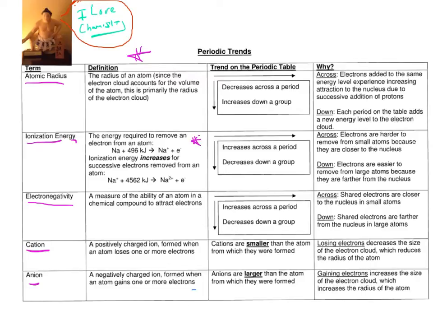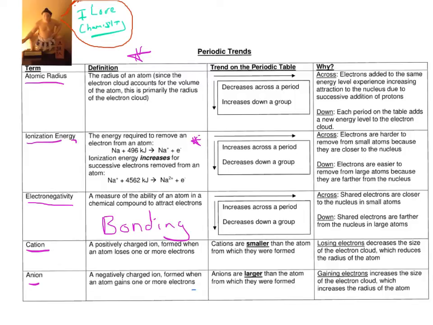Electronegativity is something that's going to be very important when we talk about bonding. And I know we're not going to get into bonding until after Christmas, so I'm thinking I'm going to wait on electronegativity and we'll deal with it after Christmas.